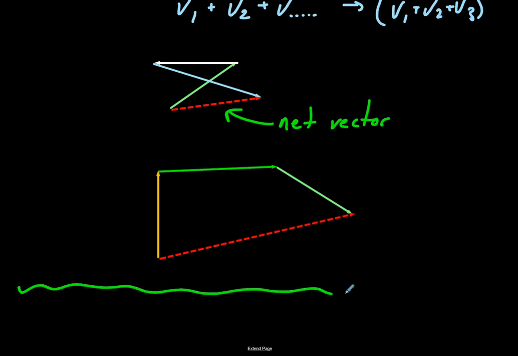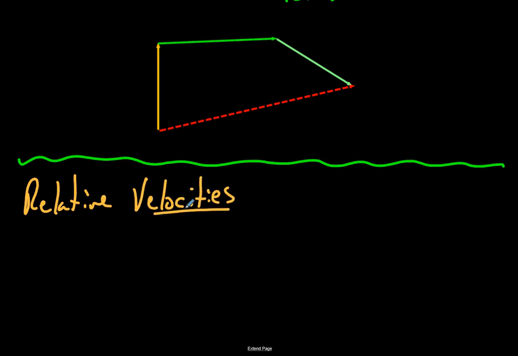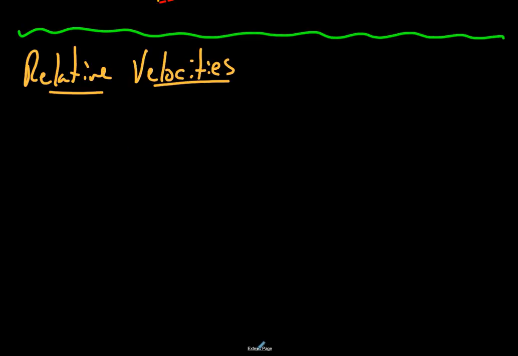But there's another use for vectors, and this comes in when we talk about relative motion or relative velocities. I'm going to teach these right out of the gate, and I think it flows nicely from what we've been talking about already. So, relative velocities. We'll start with a simple riverboat problem.